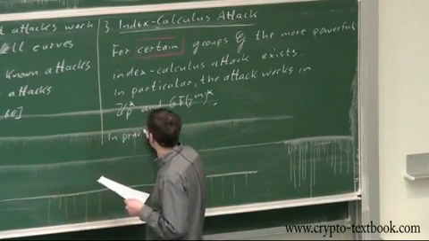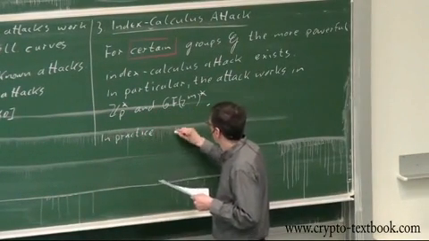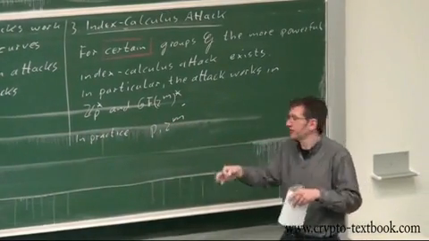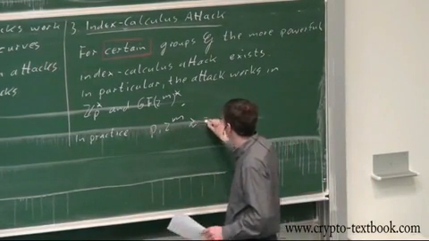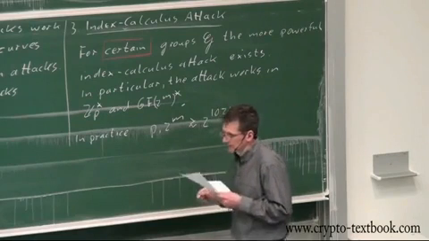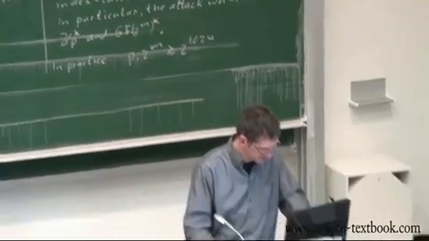In practice, p and 2 to the m have to be much, much larger, unfortunately, than 160 bits. So what people say nowadays is at least 1024 bits.